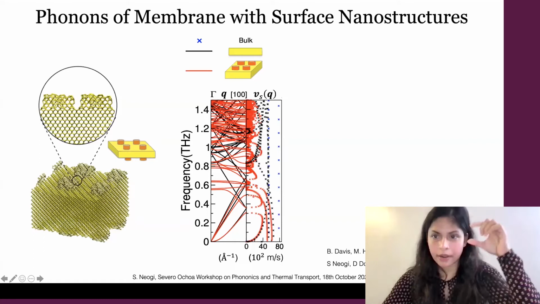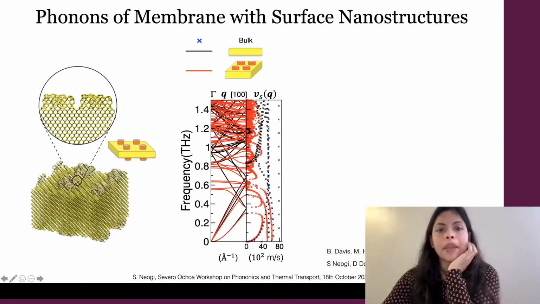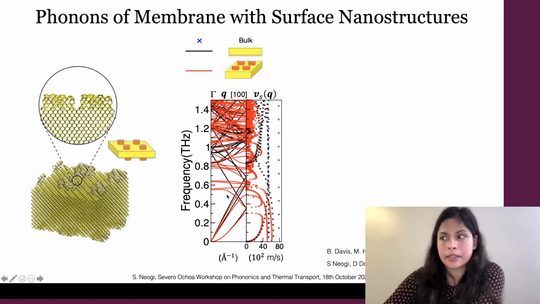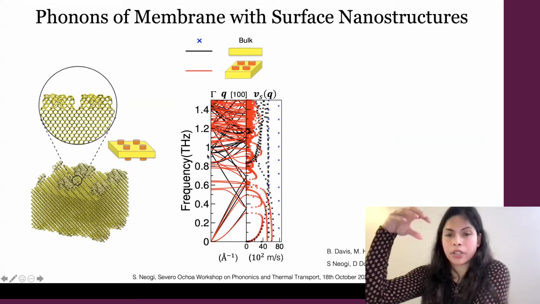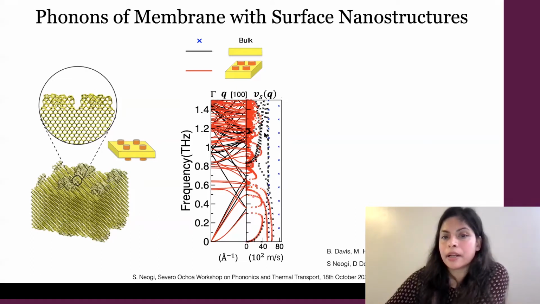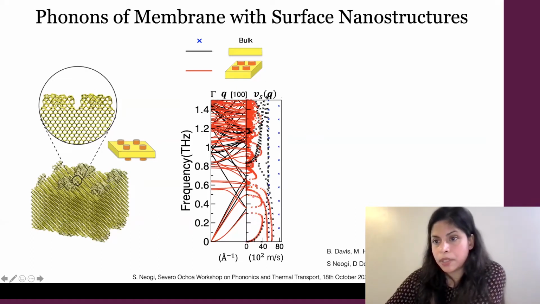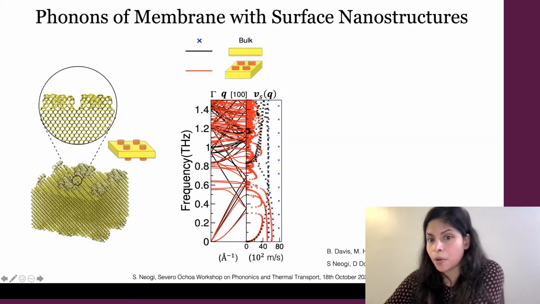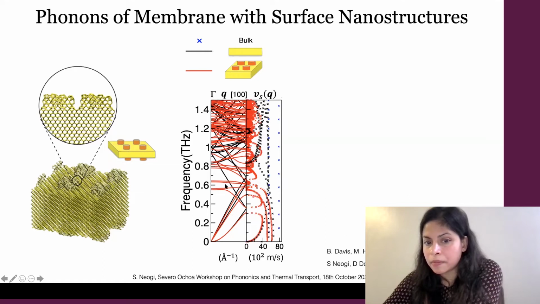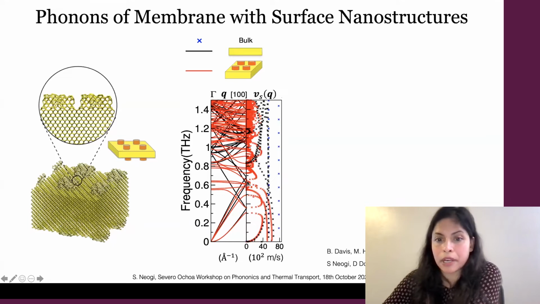So you can see the surface is affecting a lot. What you see is these flat modes appearing once you have the structures on top. As a result, if you calculate the group velocity, which is just the derivative of this frequency with respect to Q, then because of these flat modes, they have almost zero group velocities, very, very reduced group velocities.